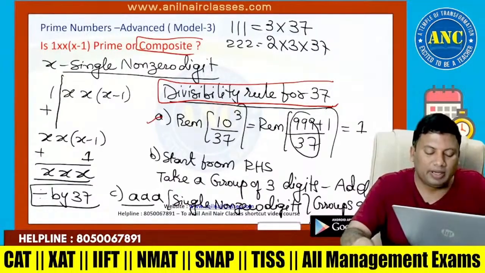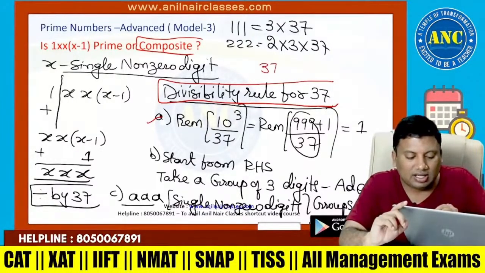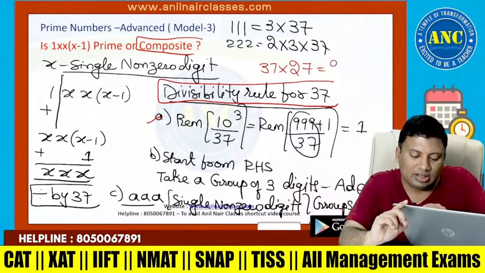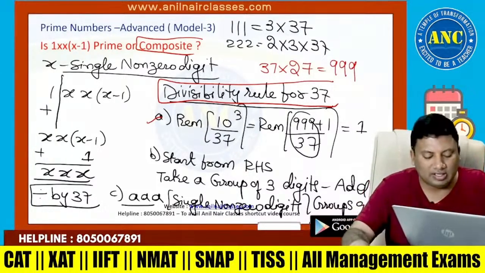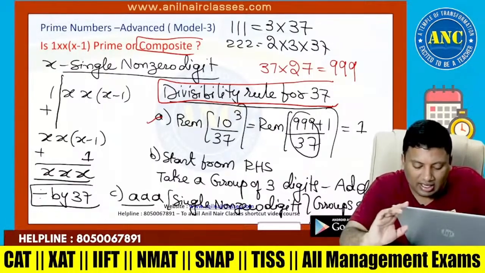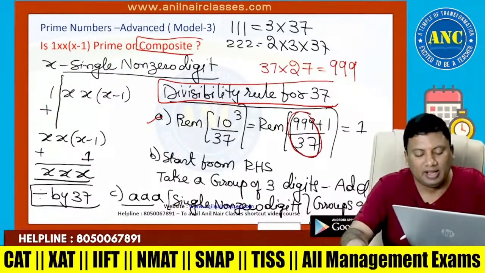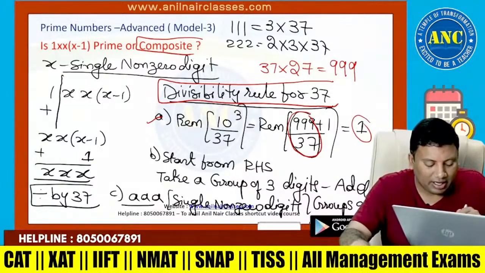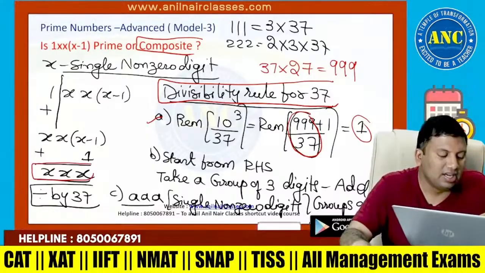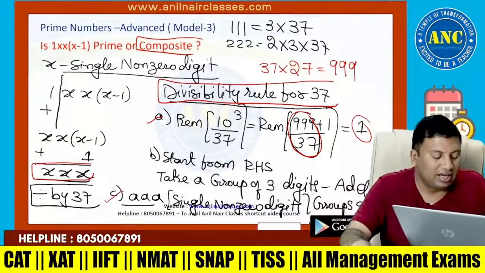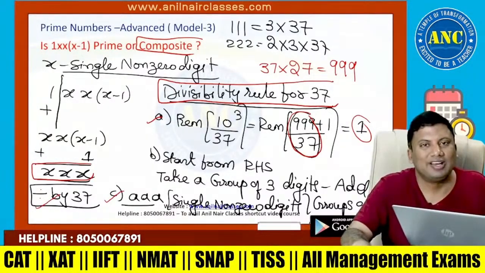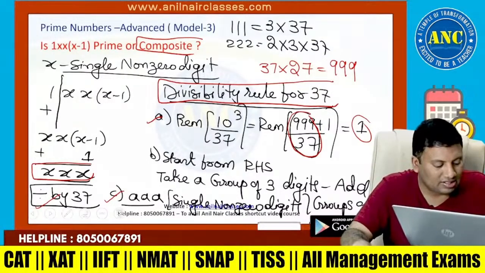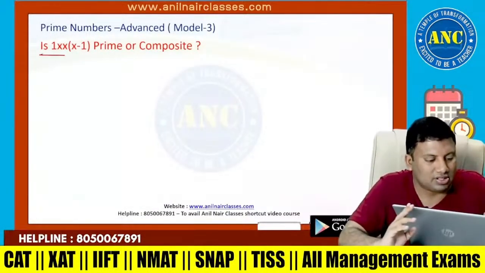Divisibility rule for 37: 10 cube divided by 37 leaves 1. Why? Because 37 into 27 is 999, which is perfectly divisible by 37. So plus 1, the remainder is 1. So start from the right hand side, take a group of 3 digits, and add them. So x minus 1 plus 1, I got x. Any single digit written in groups of 3 is always divisible by 37. Now let us discuss one more question. Similar question.